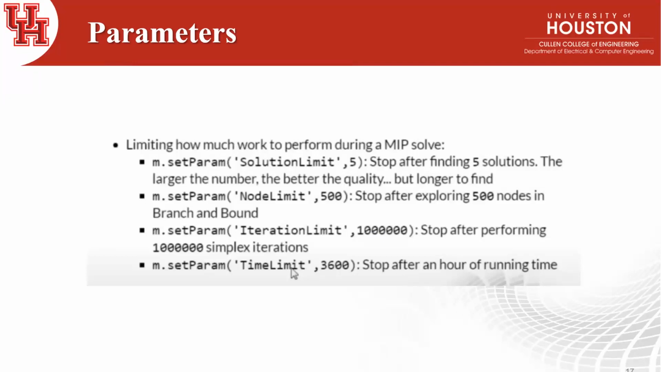And there are also some other parameters. For example, the solution limit: after it finds a certain number of solutions, it stops. And for example, the iteration limit: after you type 1 million iterations, we let the solver stop. Definitely, if it already gets a good solution, it will stop before we reach the limit.